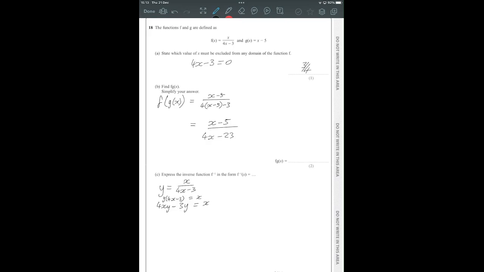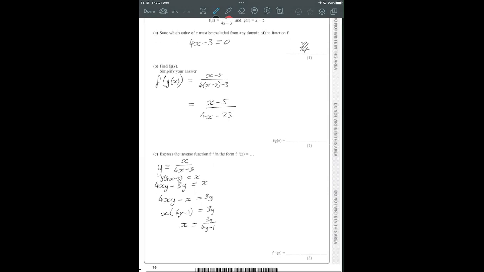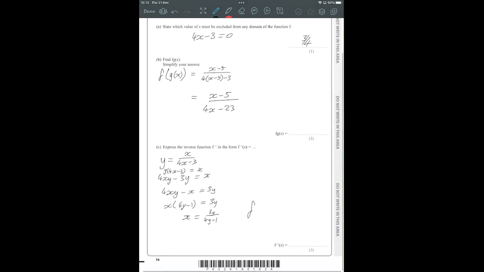I'm trying to get x equals, so I'm going to bring the x over and 3y back, factorize the x, and finally divide. So my function f inverse of x is, well, I need to replace the x with the y. So instead of being 3y, it's 3x over 4x minus 1.